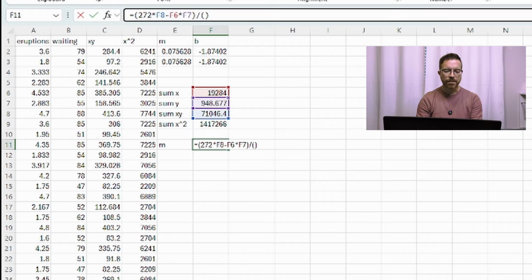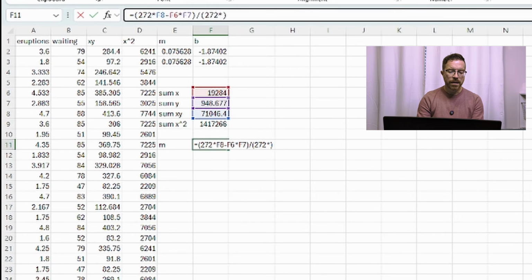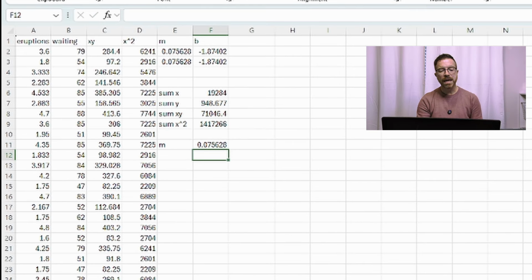Next, I will select down in the bottom. Now, in this case, I want to take my n again, so 272 times, and if we look at our equation, this is going to be the sum of my x squareds. So that is going to be this cell right here, sum of my x's squared. And then I'm going to subtract the sum of my x's, and then I'm going to square that. So if I go to my sum of my x's again, I'm going to select this cell, and then I'm going to square this term. And doing that, you'll see that we got the same slope that we had gotten previously, of 0.075628.